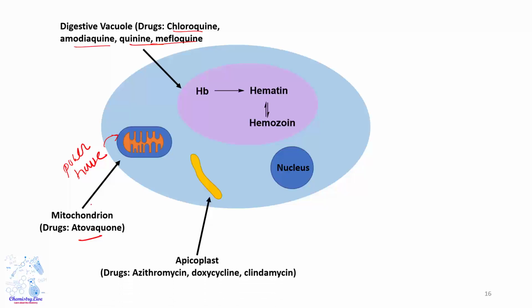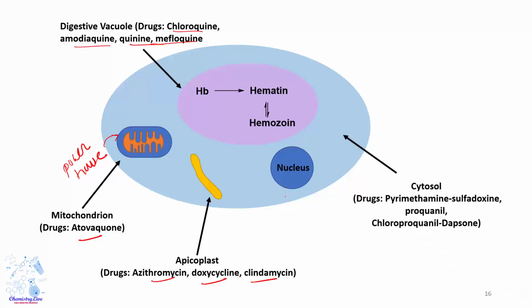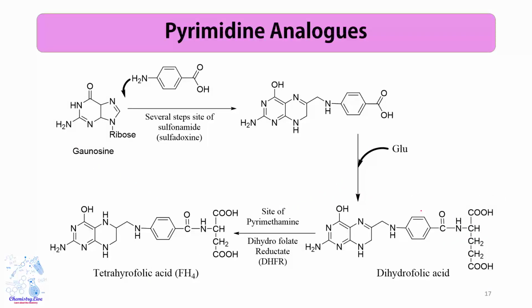Third one is the apicoplast. In the case of the apicoplast, we have to use azithromycin, doxycycline, and another is clindamycin. The next part, if you wish, is the cytosol. In cytosol, we can use the drugs pyrimethamine and sulfadoxine, proguanil, chlorproguanil and dapsone. So we can use these two in combination, and with the dapsone combination, we kill the parasite cell actually. Next, we have to see in that cycle how the parasite affects the body.